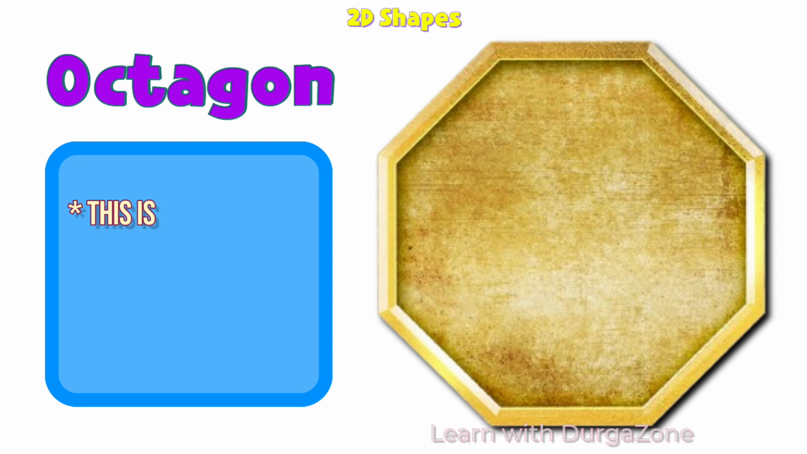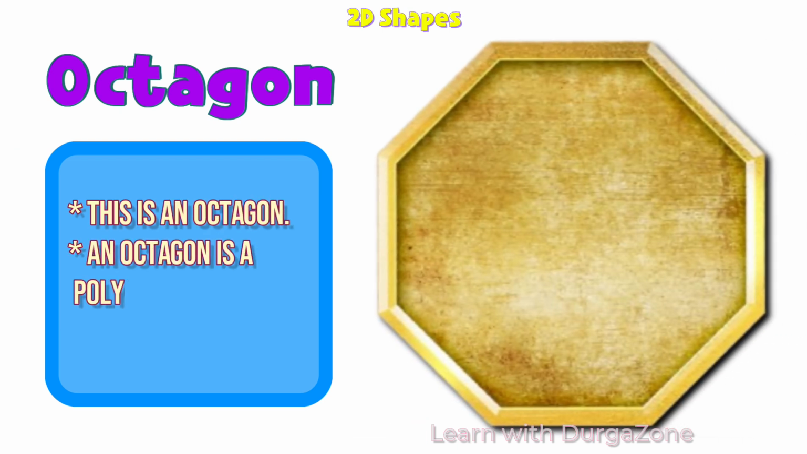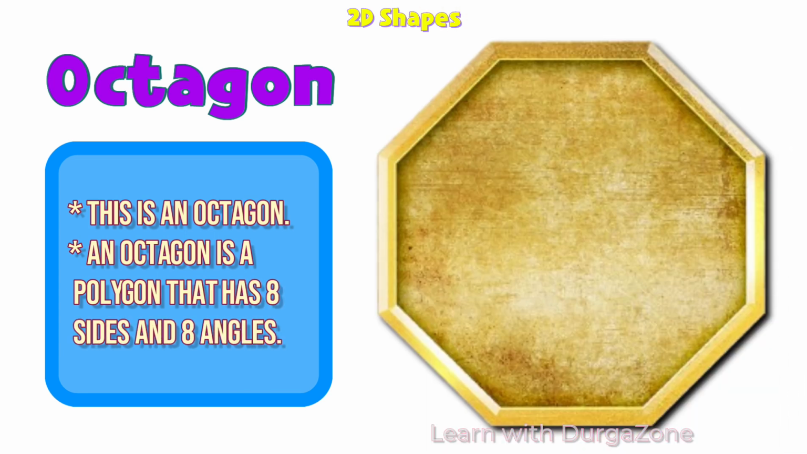Octagon. This is an octagon. An octagon is a polygon that has 8 sides and 8 angles.